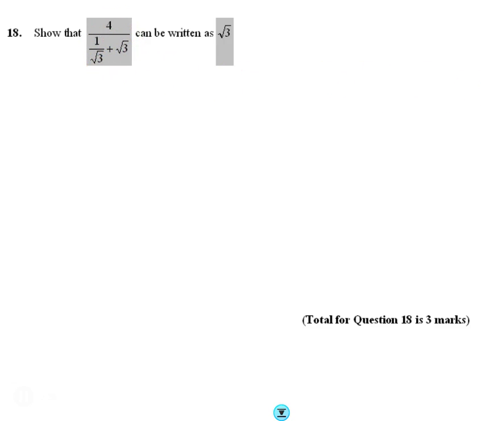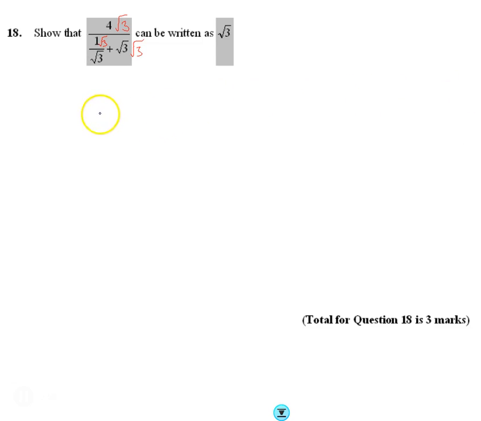So what we're going to do is times the top and the bottom of the fraction by root 3. So I'm going to times 4 by root 3, I'm going to times root 3 by root 3, and I'm going to times this part by root 3. So I'm not changing the value of the fraction, I'm just timesing the top and bottom by the same thing, root 3 over root 3. It's just going to make my life a little bit easier.